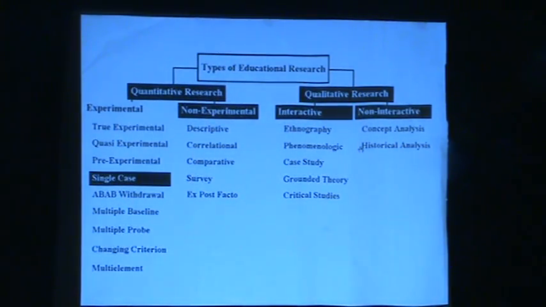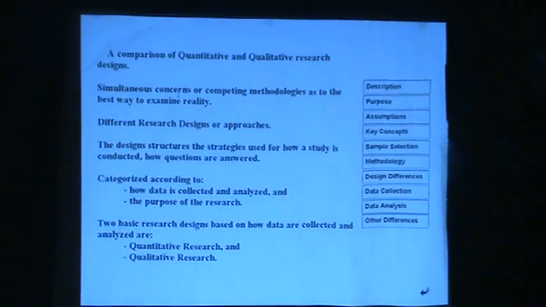So, for this video, we're going to take a look at the different approaches of qualitative and quantitative research methodologies. These are two very different epistemologies. And so they become simultaneous concerns or competing methodologies as to the best way to examine reality. They are very different research designs and approaches and assumptions. Their assumptions are very different.